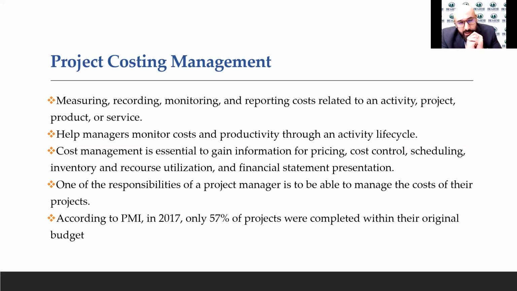And just a piece of information here: there's a statistic from the PMI, the Project Management Institute. In 2017, only 57% of projects were completed within the original budget. So imagine that about 40% of projects did not complete within the initial budget. That's a big number, and you might think it's an easy process, just look at the expenses and that's it. No, it's not that way. There are other factors that we should consider, and that's why you see this low percentage of completion within the original budget, 57%, and 43% are not able to complete the project within the initial budget. So it is very critical.